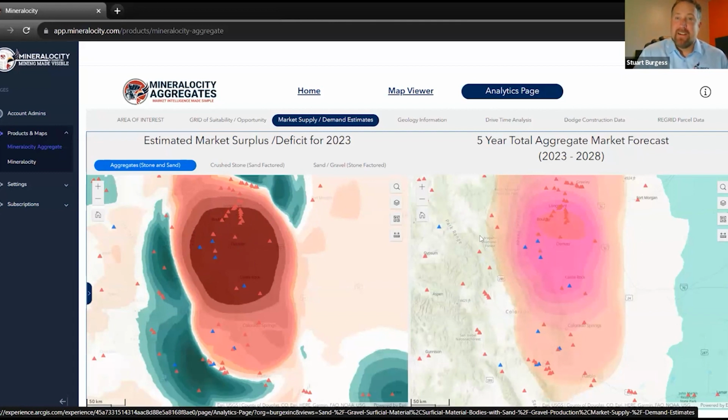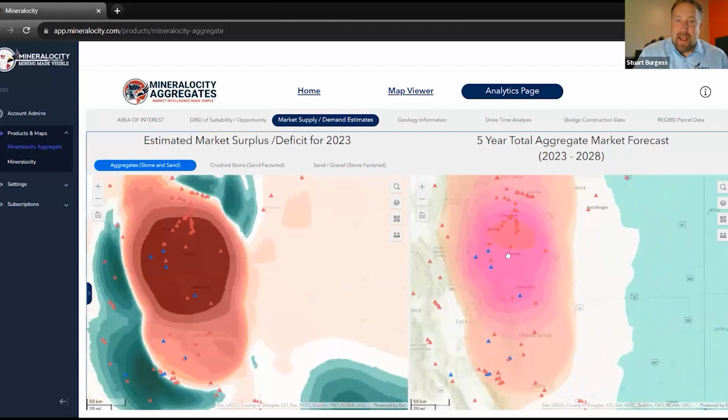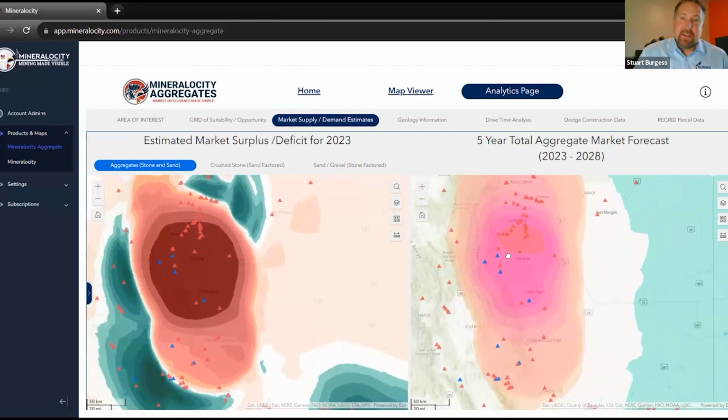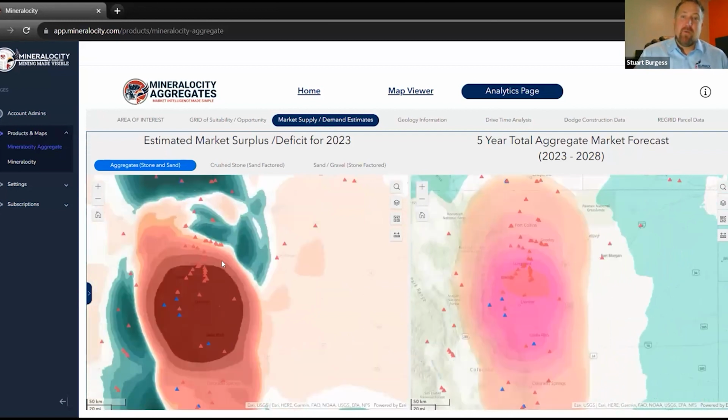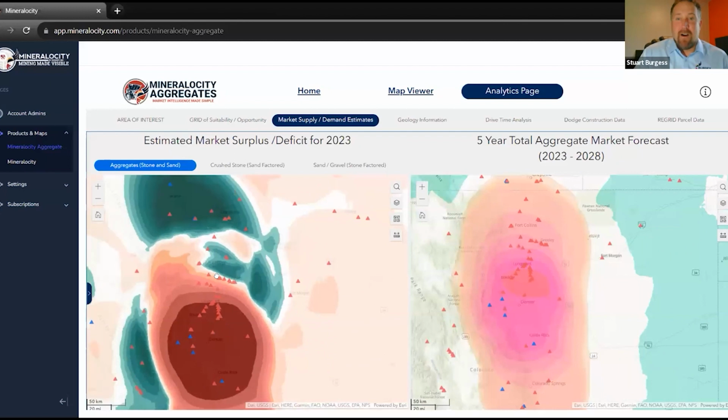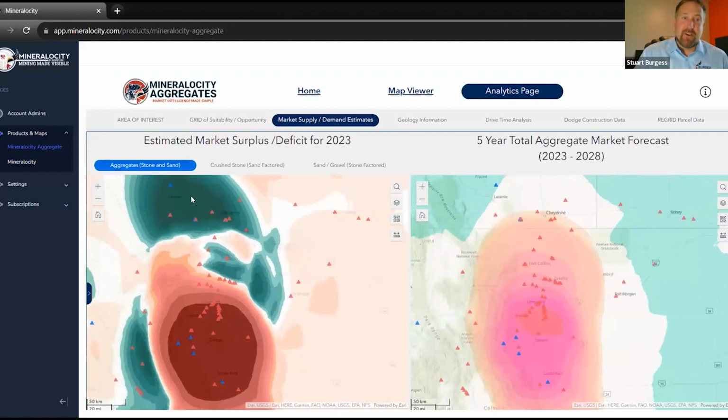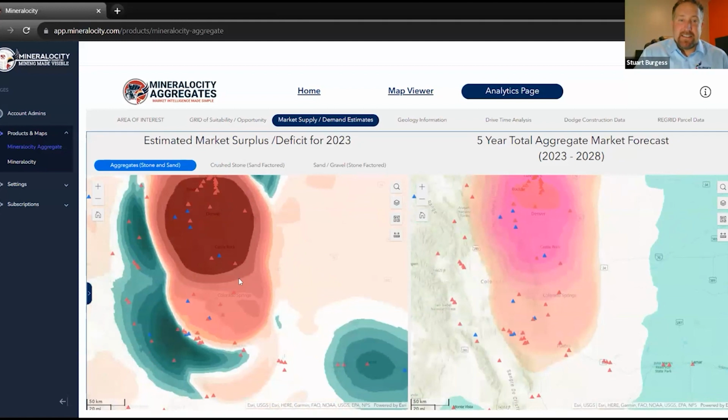an immediate market. If you look at future demand, and I find this really interesting, you can see that the growth along this Colorado Front Range area is extending from Cheyenne, where there's currently a surplus of material that's flowing down into the Denver area. The growth is actually extending up into that area, and it's extending all the way south down to Pueblo.